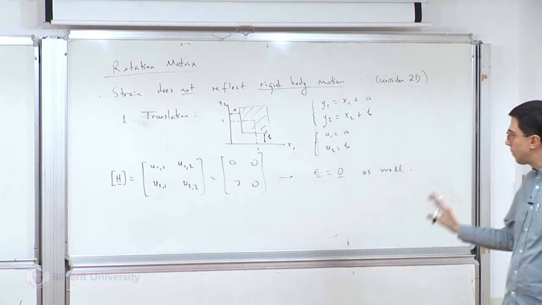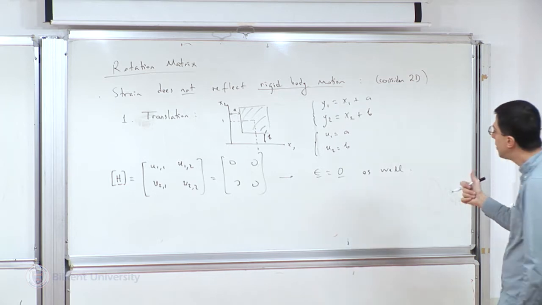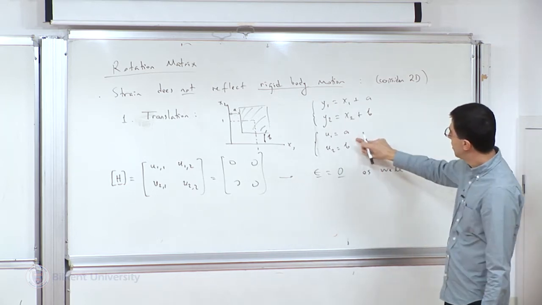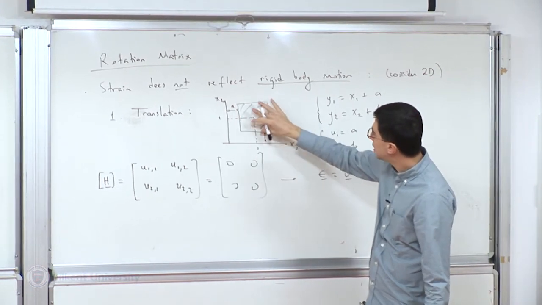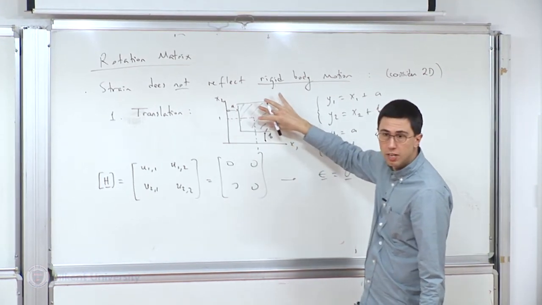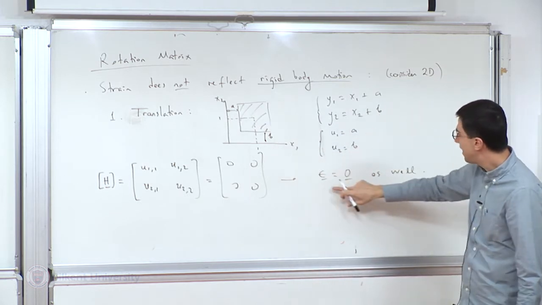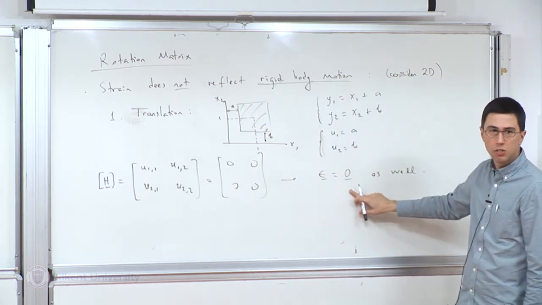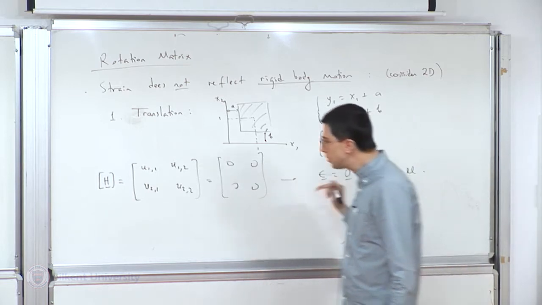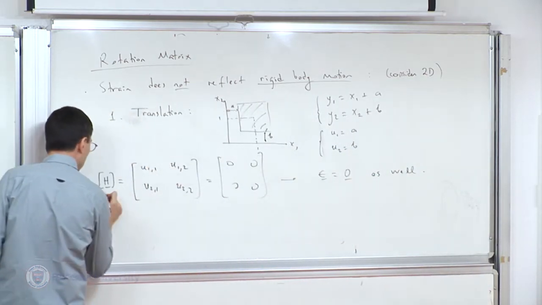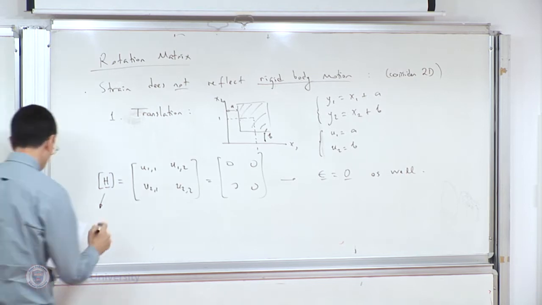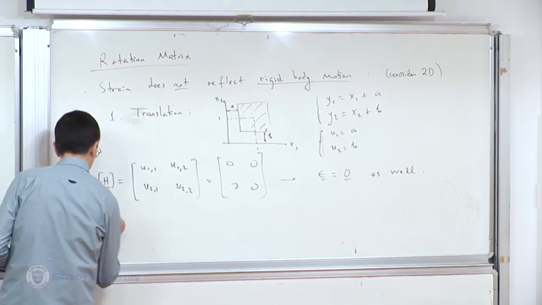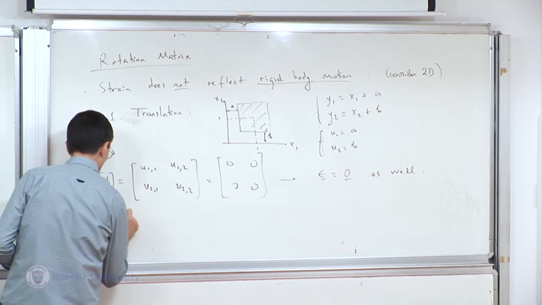Okay, so here we make two observations. One, if the object that we're considering, the structure, gets only translated as a rigid body, then the strain is identically 0. Not only is the strain 0, H, the displacement gradient, is also 0 in this particular case. So let's make a note of that too.